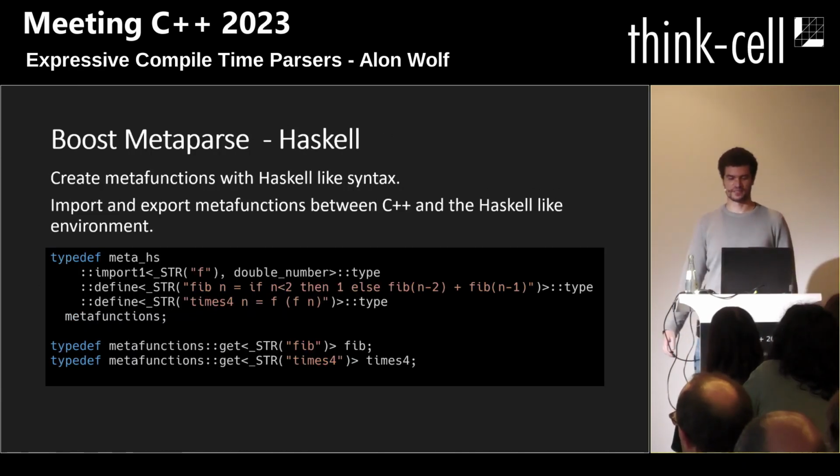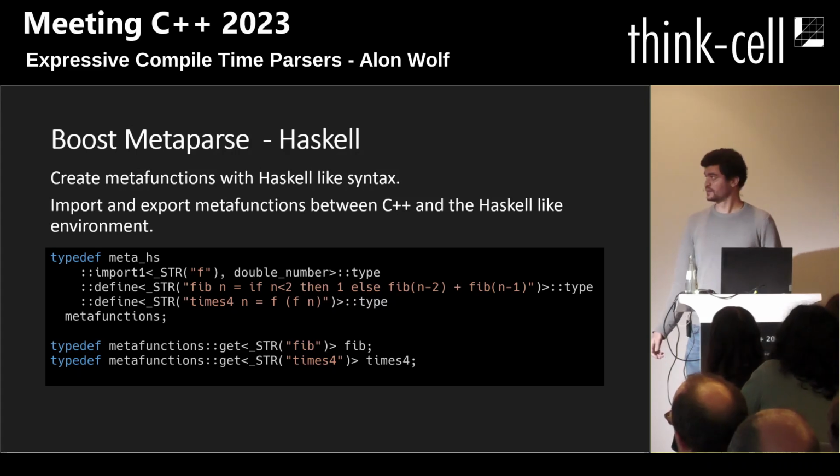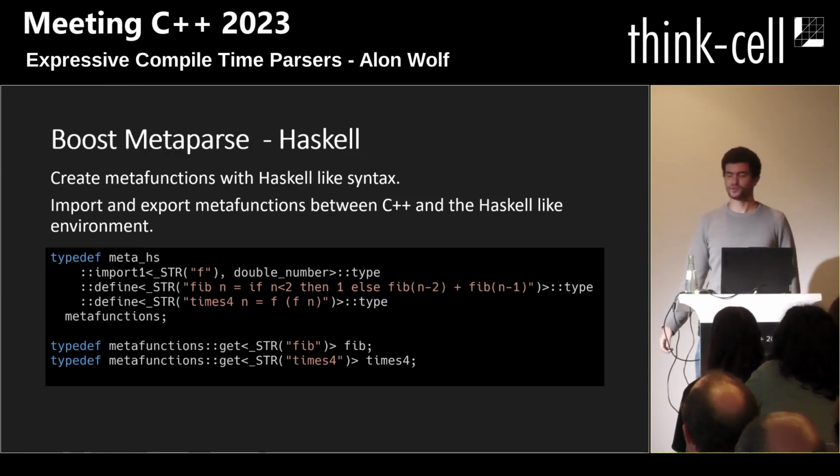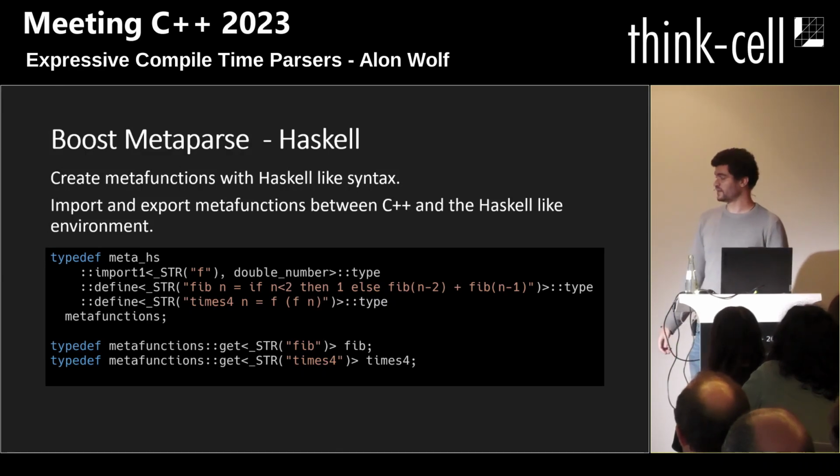Another feature of Boost MetaParse is that you can use it to write meta functions in Haskell-like syntax, which you might prefer over the metaprogramming syntax. In this slide, the meta_haskell is a compile time map. The import call adds a new meta function to the map. The define call creates a new meta function from a Haskell-like syntax and adds it to the map. Each call returns the new modified map, so we can nicely chain them together. In the end, we can get the new meta functions from the map to use them in our regular C++ code.